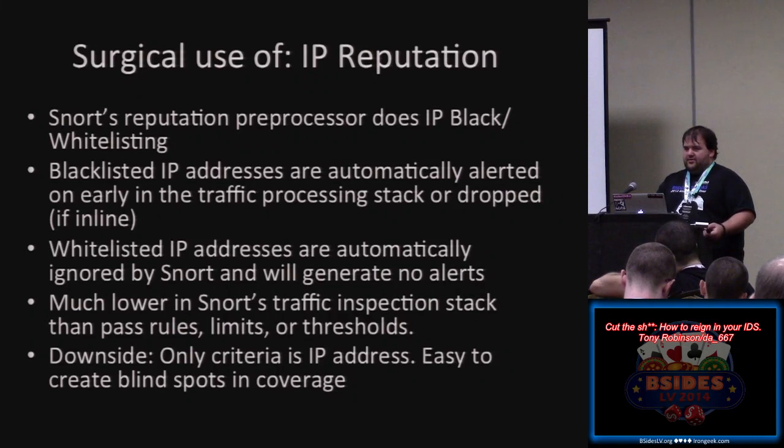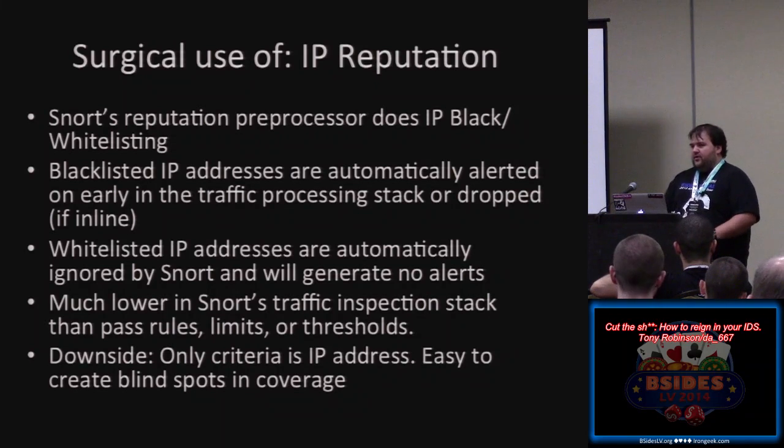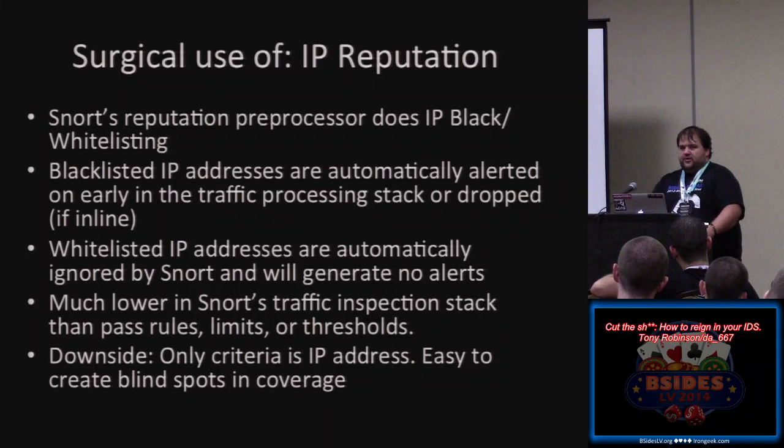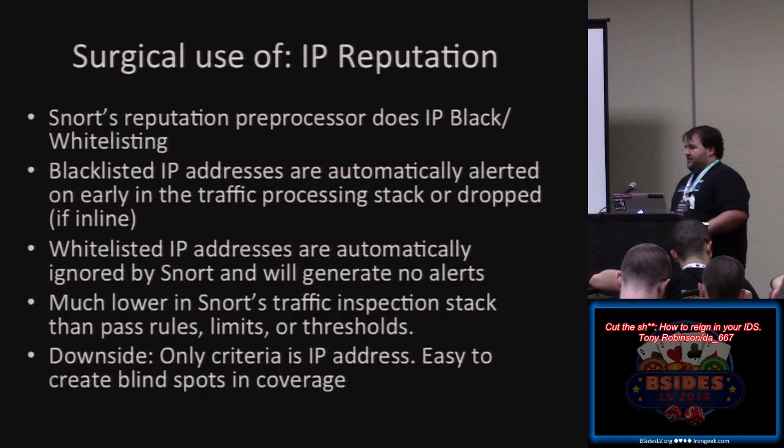If you know that there are certain IP addresses on your network that you have vulnerability scanners or things of that nature that you know are noisy and are going to generate false positives, just whitelist or blacklist them right off the bat and you're good to go. The downside is that your only criteria, of course, is IP address. Pass rules are a little bit more surgical, but they operate further up that stack, so to speak, during signature processing. I'll show a diagram of that in just a little bit here.